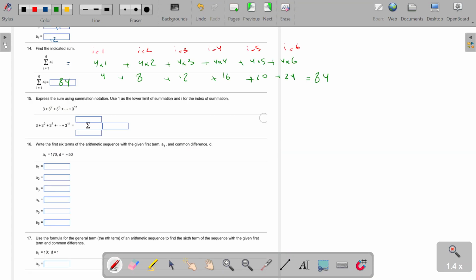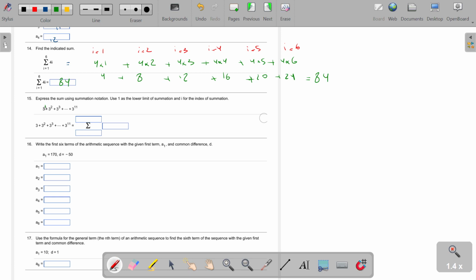For question 15, we need to express the sum using the summation notation. So I'm going to look at the terms. It looks like every term has a constant part and a part that is changing each time. So the power is the one that is changing. It starts from 1 and then goes 2, 3, and so on.